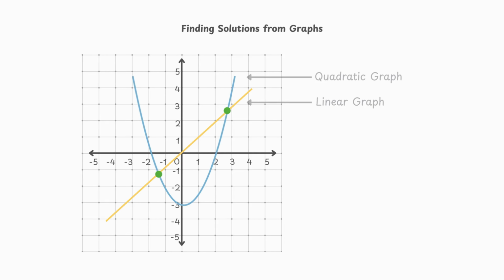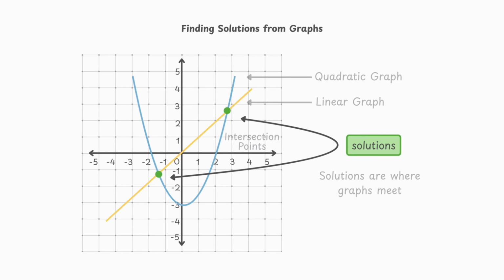Now, the most important idea in this lesson is this: solutions are where graphs meet. So take a moment and look at where these two graphs intersect. We can see that they cross at 2 points. One point is on the left side of the graph, and another point is on the right side. These points are called intersection points. At each intersection point, both graphs have the same y value for the same x value. That means both equations are equal at that point, and that is exactly what we mean by a solution. So each intersection gives us a solution.